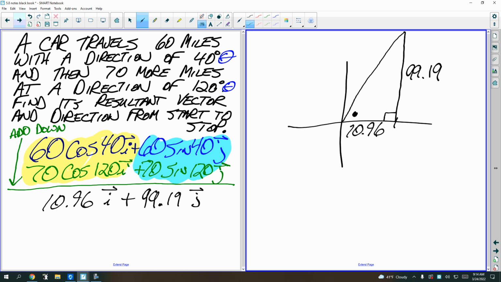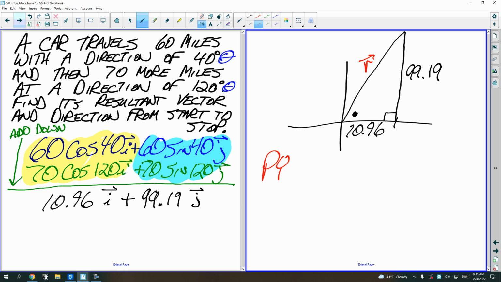So you have an I component and a J component. I is X, J is Y. I don't know why it is. It just is. And then the resultant vector is right here. Resultant vector. I'm going to use the Pythagorean theorem. How did you know which way to go, though? Since the 10 was positive, I went to the right. And then since the 99 was positive, I went up.